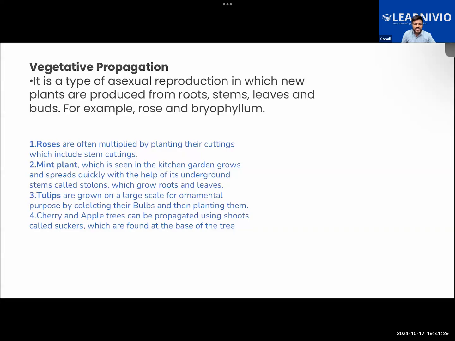So vegetative propagation is a type of asexual reproduction in which new plants will be produced from the root, from the stem, or from the leaf, or from the buds of the plant. Examples of those plants which can be grown from the vegetative parts are several. Some common examples are rose, bryophyllum, mint, tulip, etc. So do one thing, write down this topic, vegetative propagation, and write down the definition. Okay.